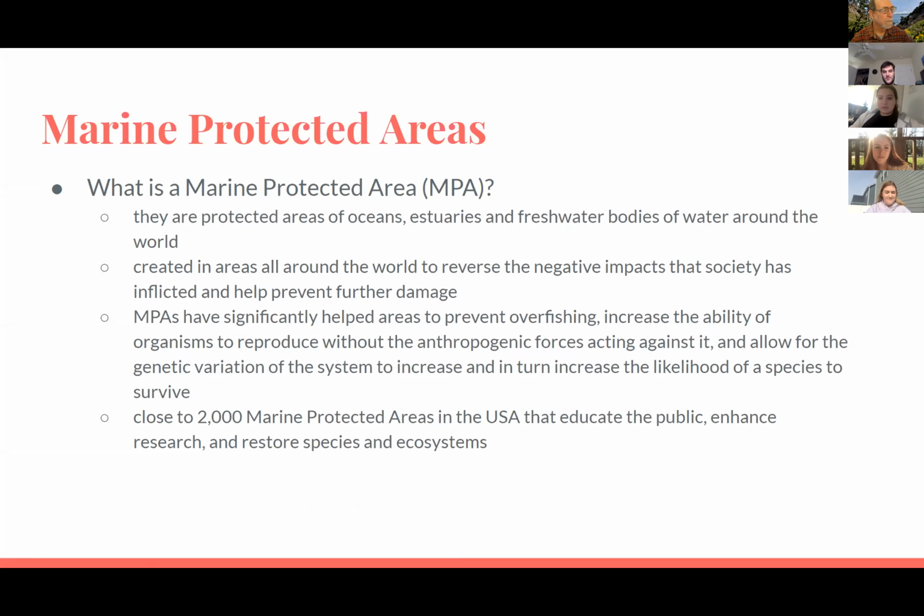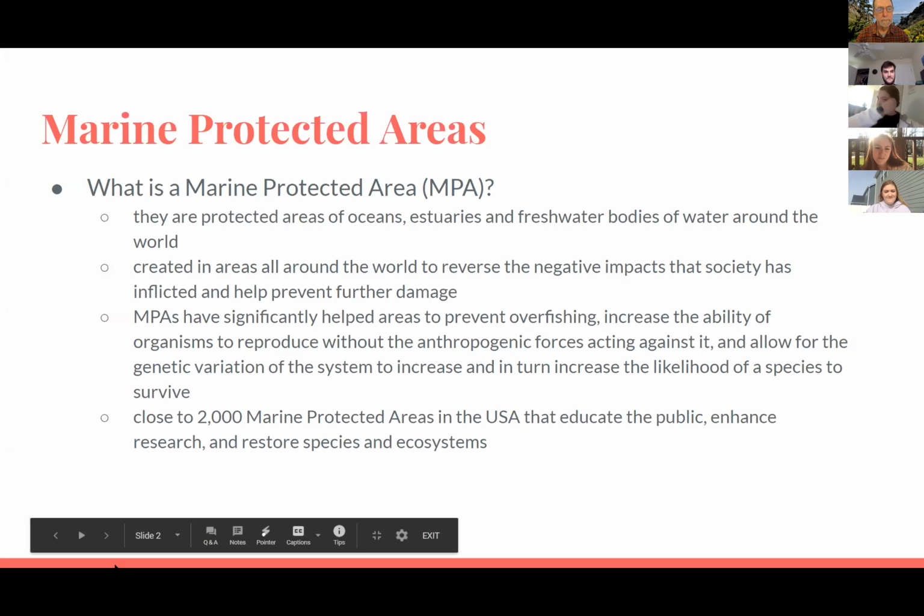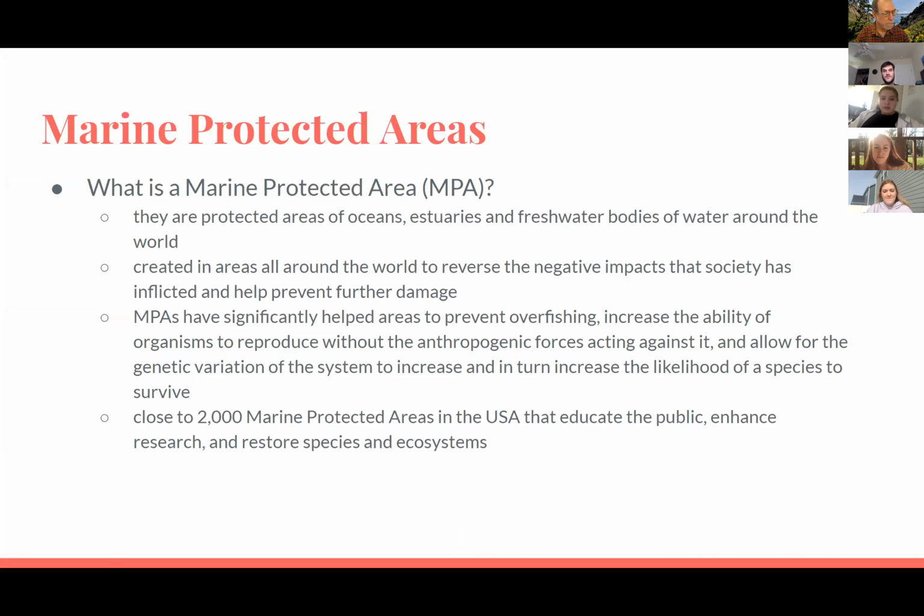Okay, so a little basis in marine protected areas, or how it will be referenced throughout, we just shorten it to MPA. MPAs are protected areas of oceans, estuaries, and freshwater bodies of water around the world. They're created in all areas around the world to reverse the negative impacts that society has inflicted and to help prevent any further damage to them.